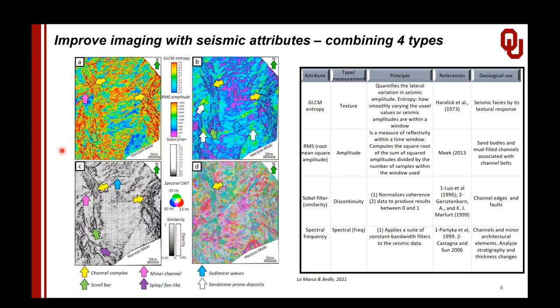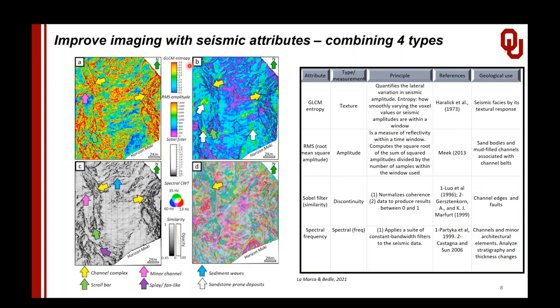We've got GLCM entropy in the upper left-hand side. This is what we call a texture attribute. It's like rubbing your thumb on your shirt or sweater. It compares the texture of one part of the map to the one next to it. It's used in image processing quite a bit, and we could do the same thing with seismic data.